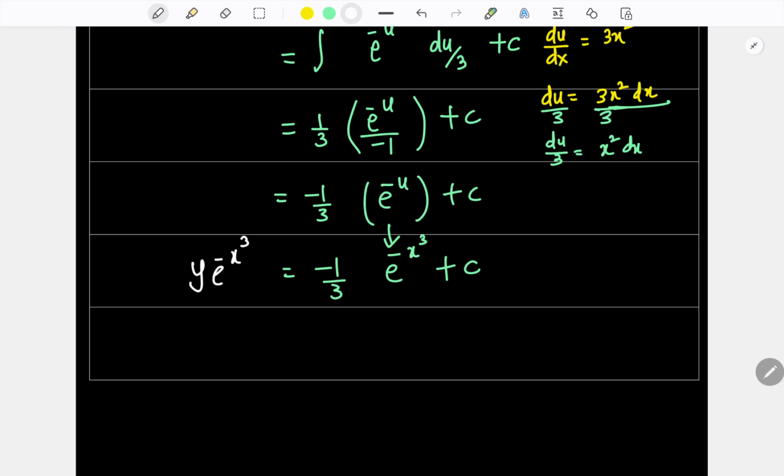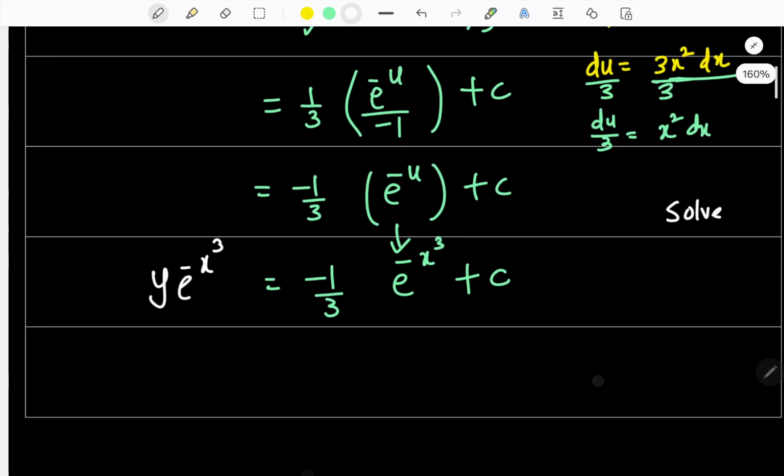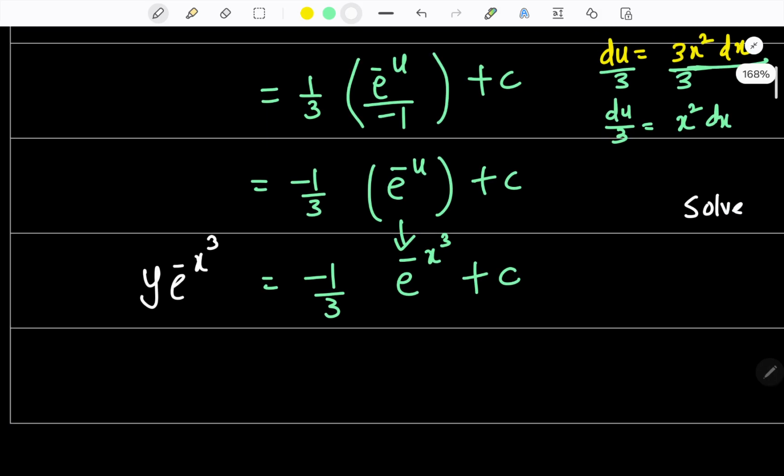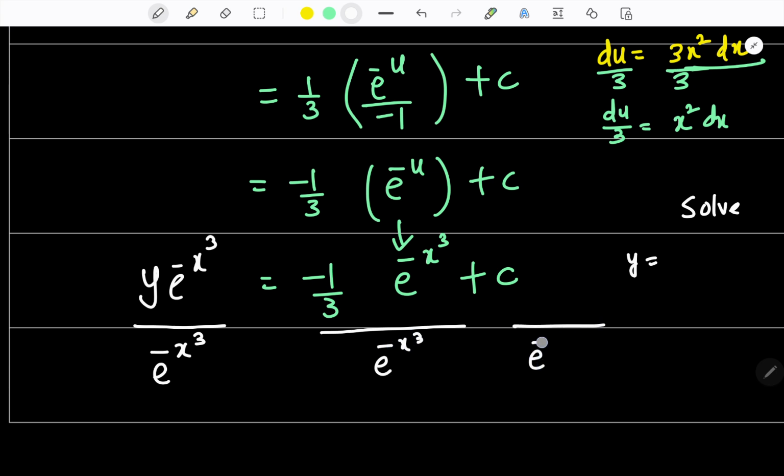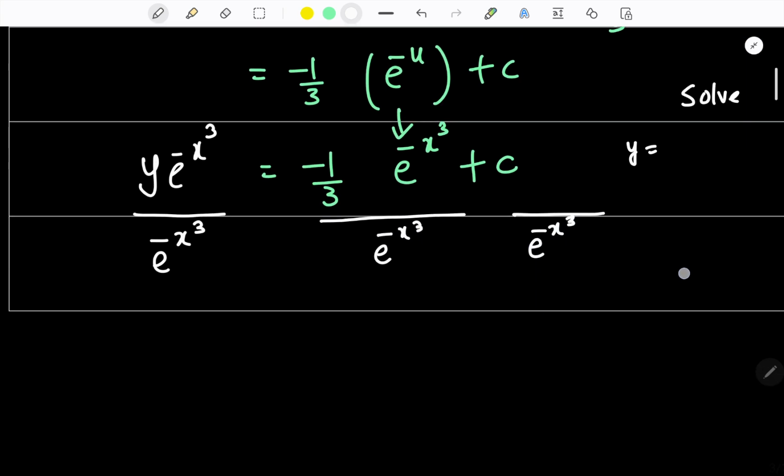What is this question? Solve the differential equation. When the question says solve, it means you are going to give the answer y is equal to. Keep that in your mind, you are going to give y. So what should I do? I want to give the answer y, so I'm going to divide by e power minus x cube.